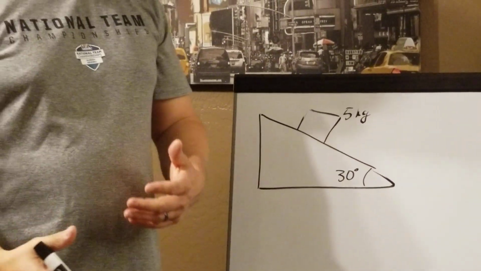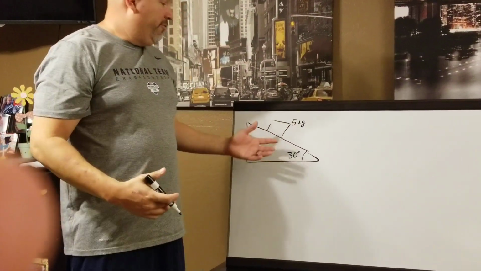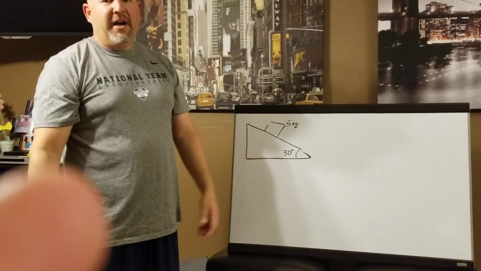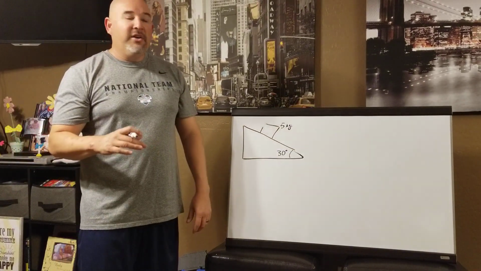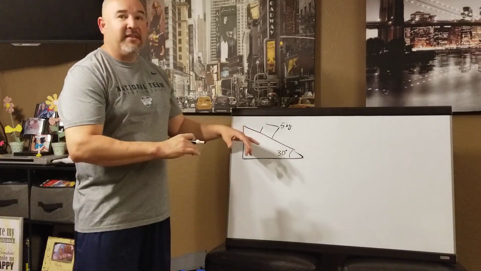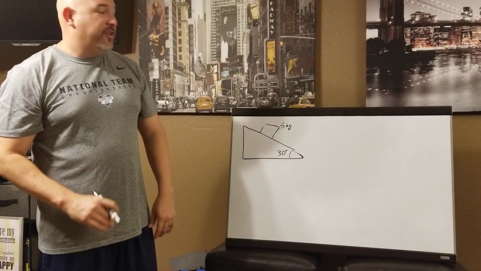Then of course you can throw something else in there. You can say something like, hey, how fast is it going at the bottom if the ramp is 5 meters long, or some of those other kinematic problems. But I'm not so concerned about that right now. Right now I just want to get you guys to the point where you can see a problem like this and know how to get to that acceleration piece.